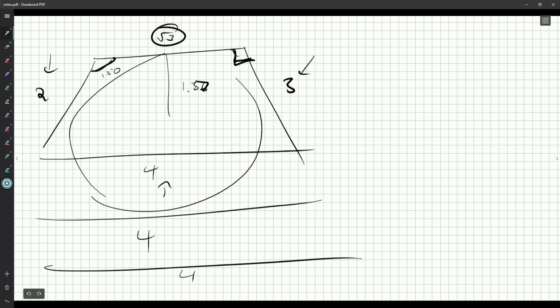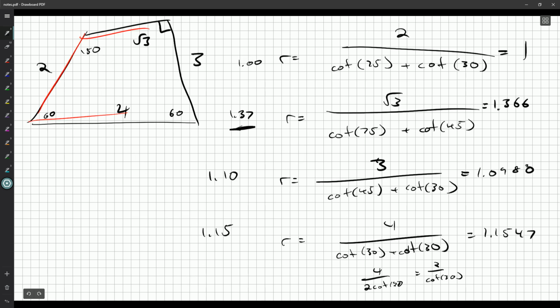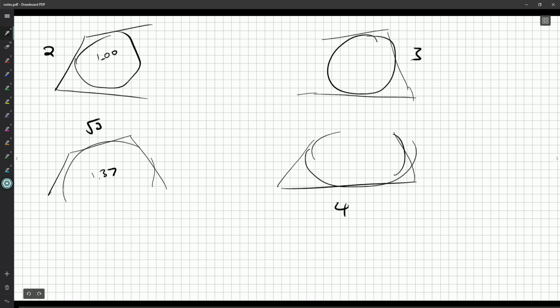One of them was 1.10, one of them was 1.15. So 3 was the 1.10, and this was the 1.15. Okay, now how do I tell which one's right? Well, only 2 of these circles touch these 2 sides. Okay, so what can we say?